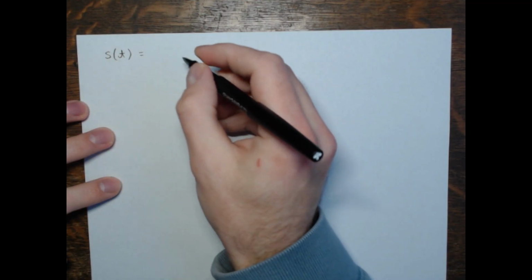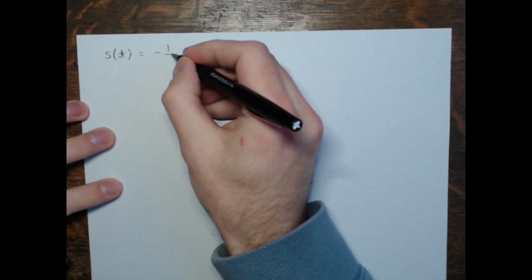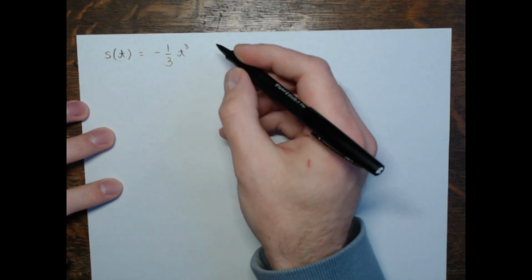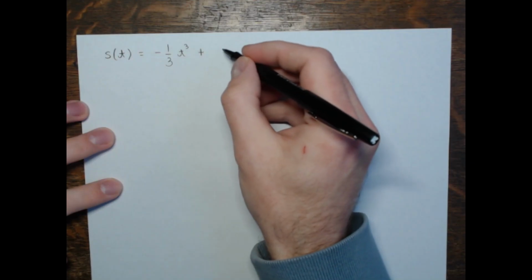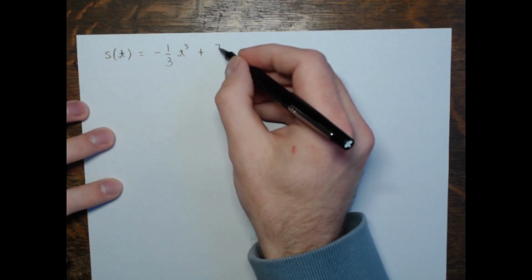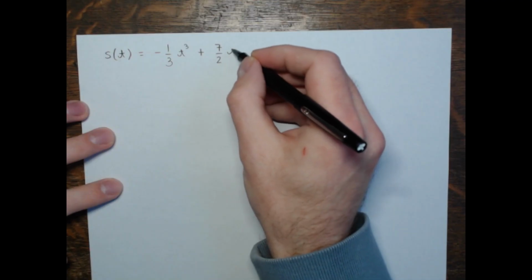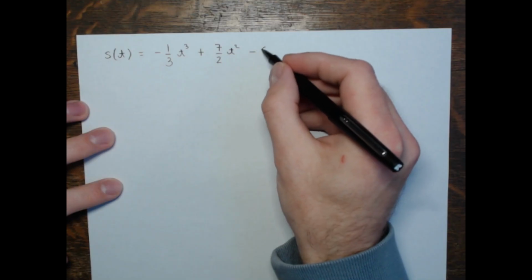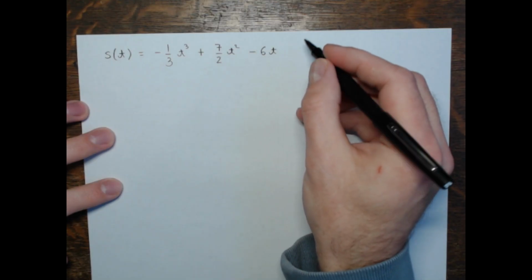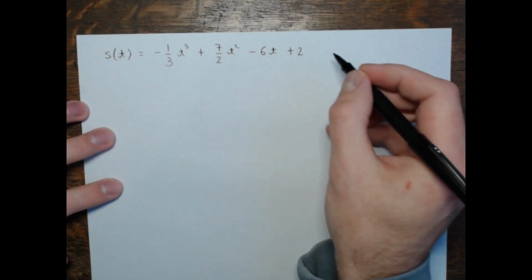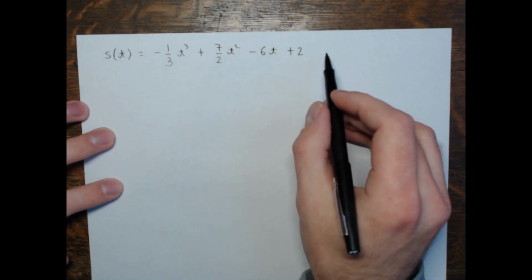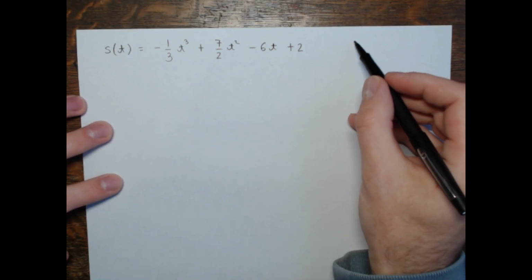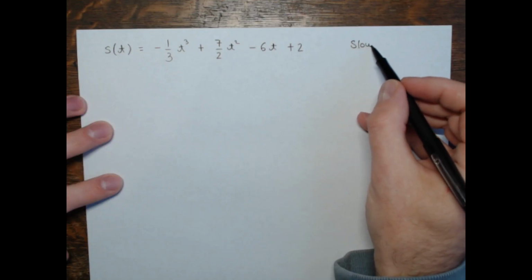So the position is given by negative 1/3 t cubed plus 7t squared over 2 minus 6t plus 2. And this is in yards, these positions. Now they're asking, where is the bird slowing down?